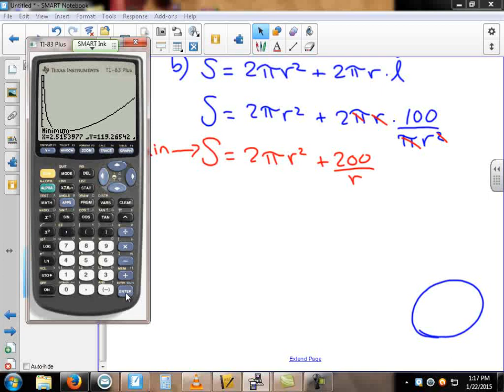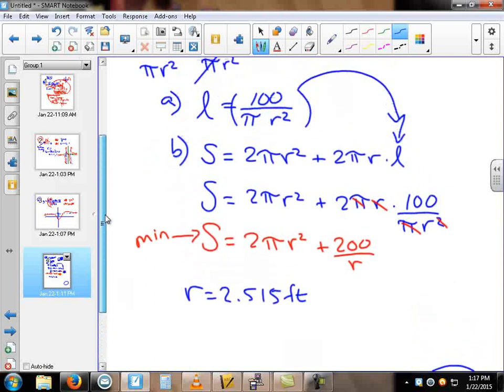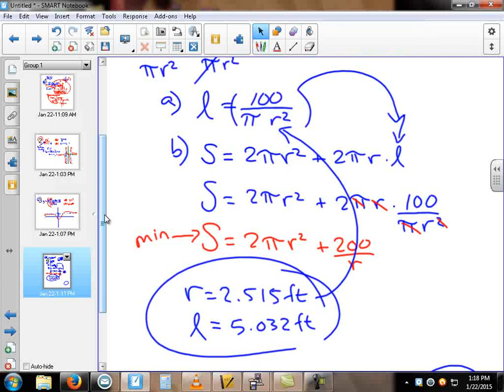And it comes up with a minimum radius, or x value, of 2.515. So r equals 2.515 feet, and we're going to plug that back in right here for r. 100 divided by pi times 2.515 squared gives that the length of the bail should come out to be 5.032 feet. So now we know how big that bail is, and how big do they stack. Those kinds of questions can all be answered that way.